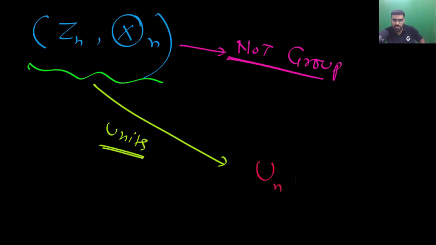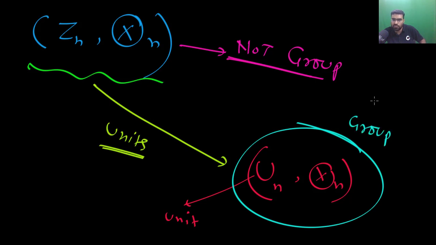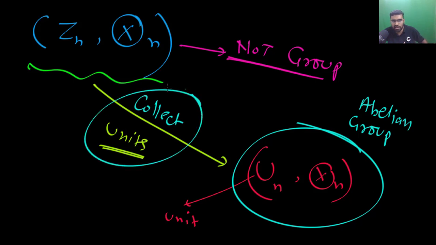If you collect all the units, then we can call it Un. In this Un, the U means unit. So remember, this structure is going to be a group. This will be an abelian group, because it will be commutative, because multiplication is commutative. So just collect all the units, all the elements which have inverse, all the elements which are co-prime to n. Then you will get a group, then you will get an abelian group.